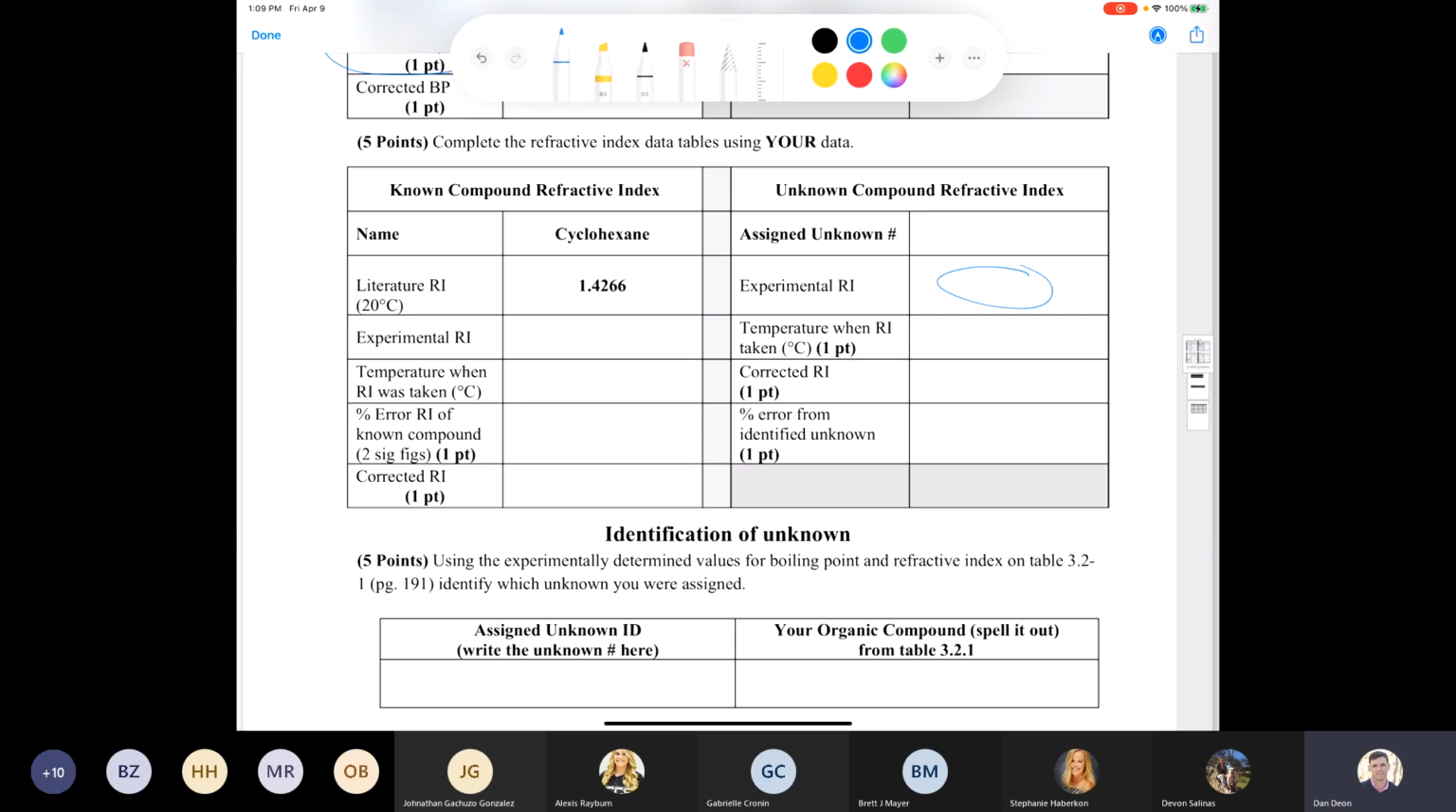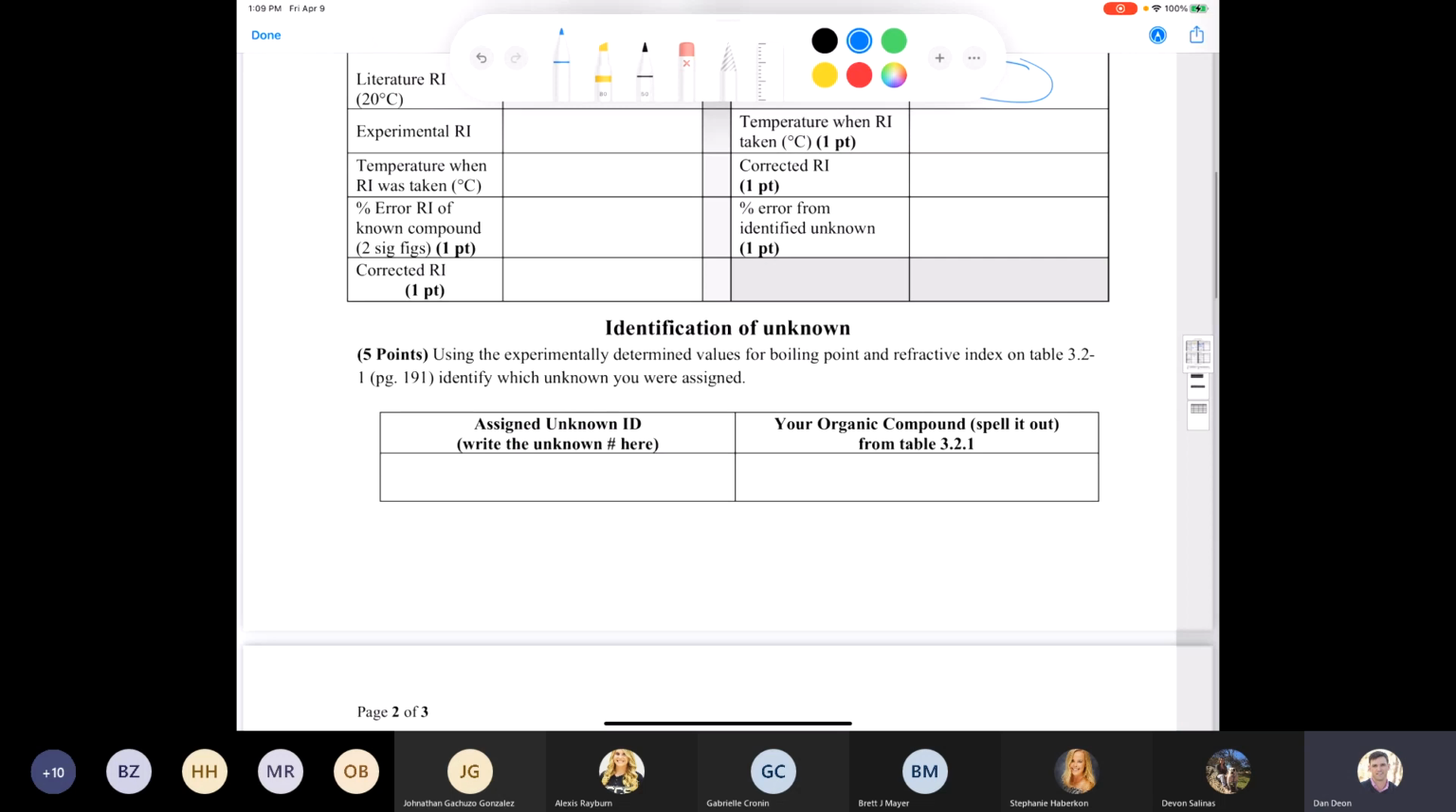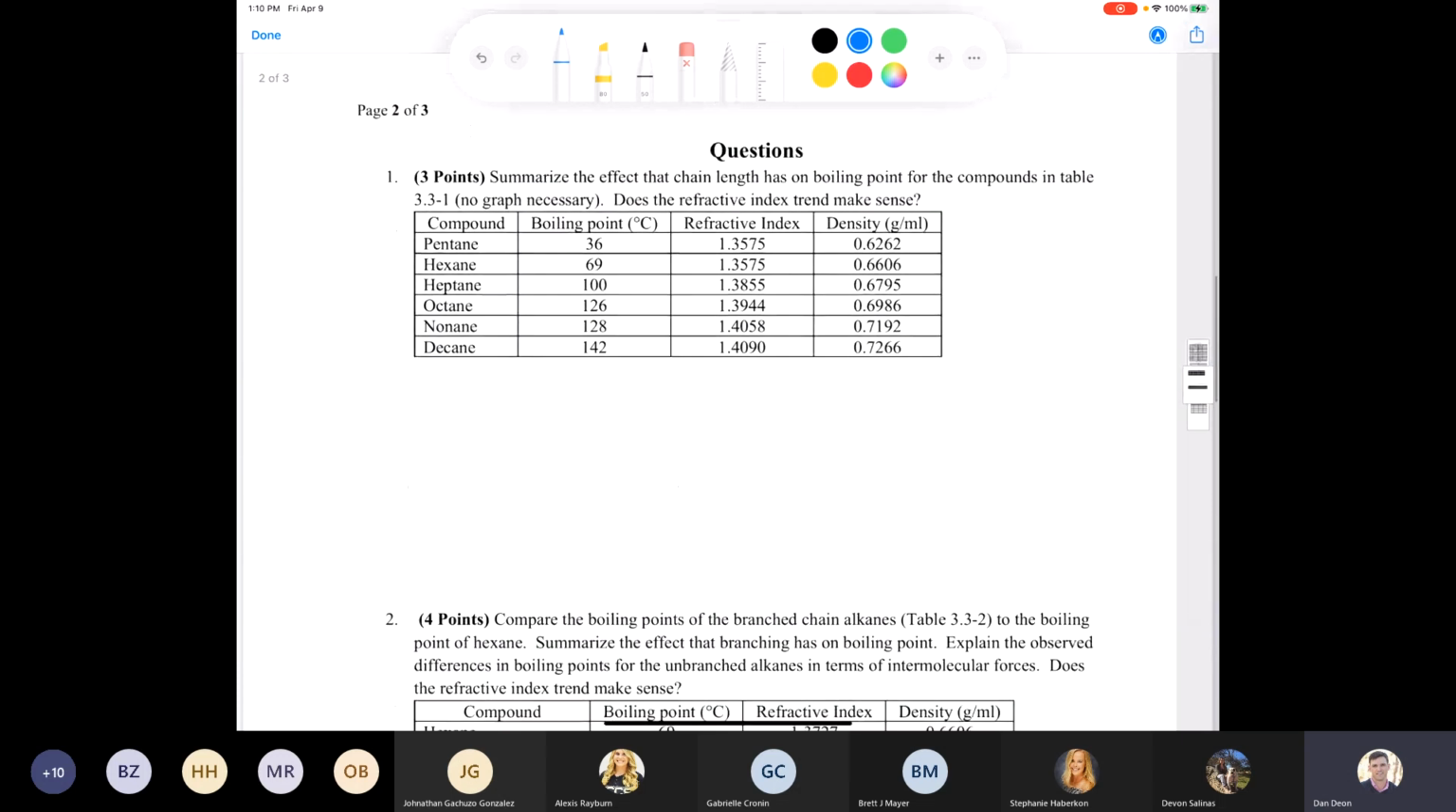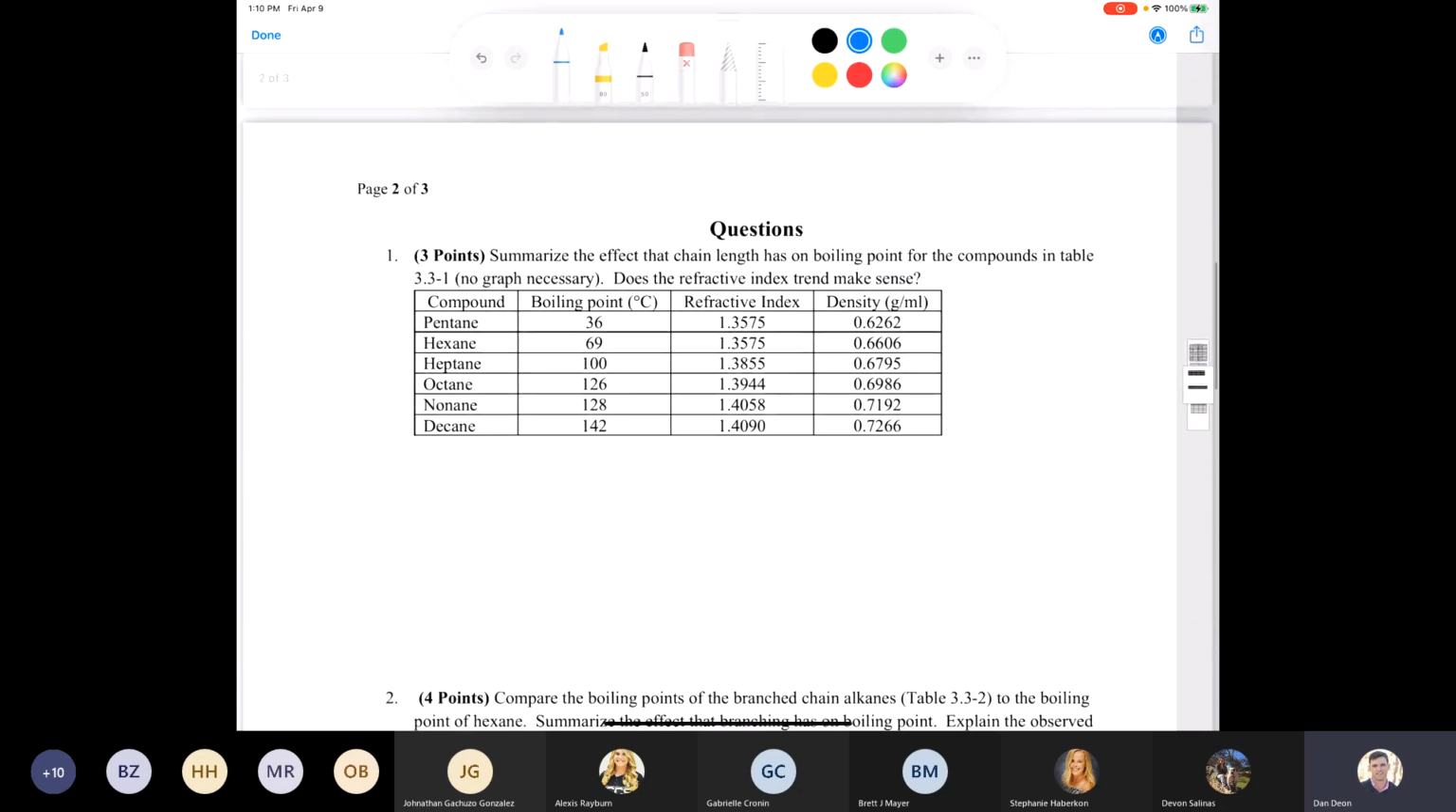Then you identify the unknown. So right here, you're going to put your unknown number, and then you identify what it is. So you spell it out. You don't just say it's unknown number 6. No, you write down what it is. So give us the whole name. Now, the dry part of the lab, 3.3 A and B.